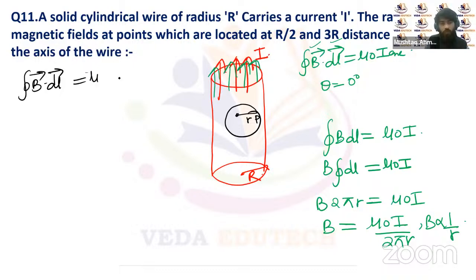Now the I enclosed will be the current enclosed by this Amperian loop which lies inside the cylinder. We know the current carried by the cylinder is a uniform current. Uniform current density is flowing through it.